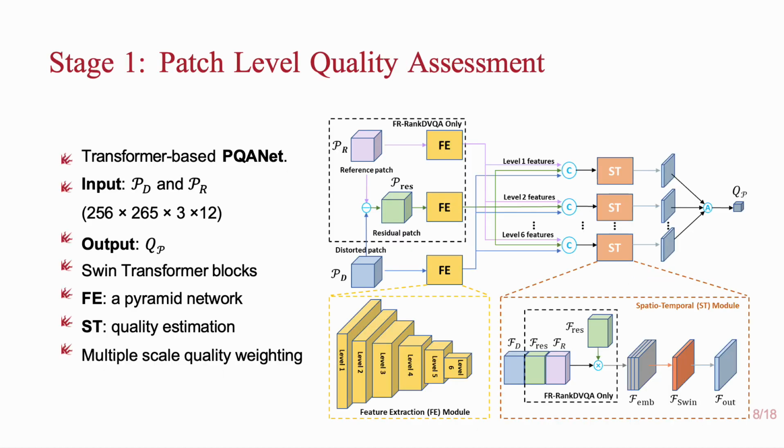In stage 1, we developed a transformer-based PQANet for patch-level quality assessment. The input includes distorted and reference patches, PD and PR, with a resolution of 256 by 256, 3 channels and 12 frames. The output is the quality index of this distorted patch. We employed a pyramid network for feature extraction and a spatio-temporal module for quality estimation. Here is the multiple-scale quality weighting according to the extracted features.